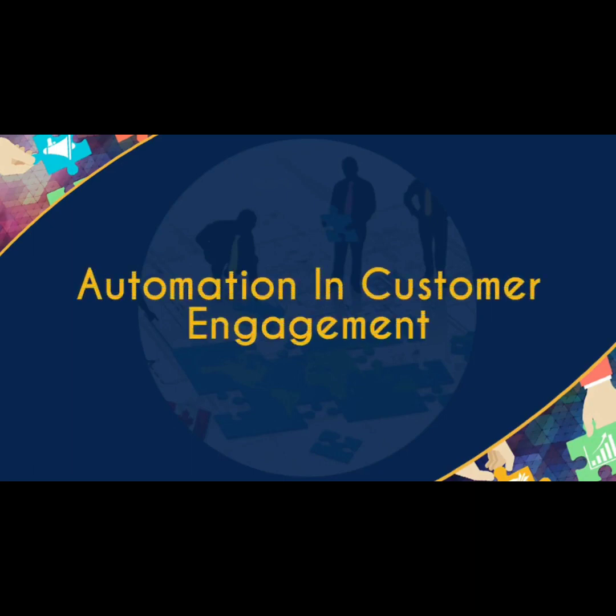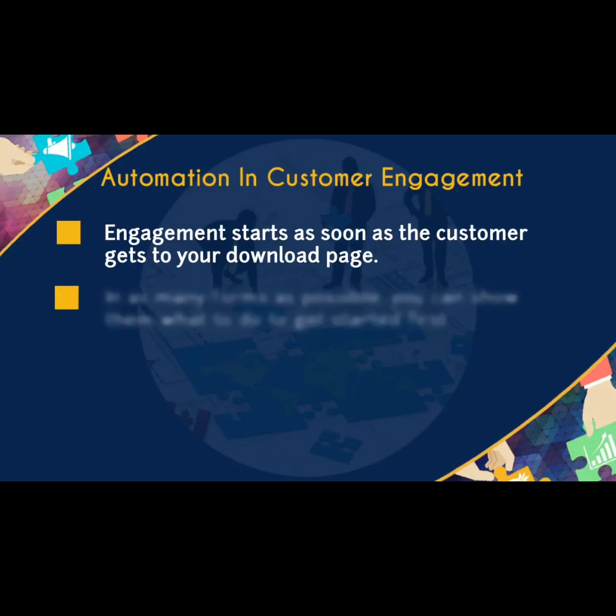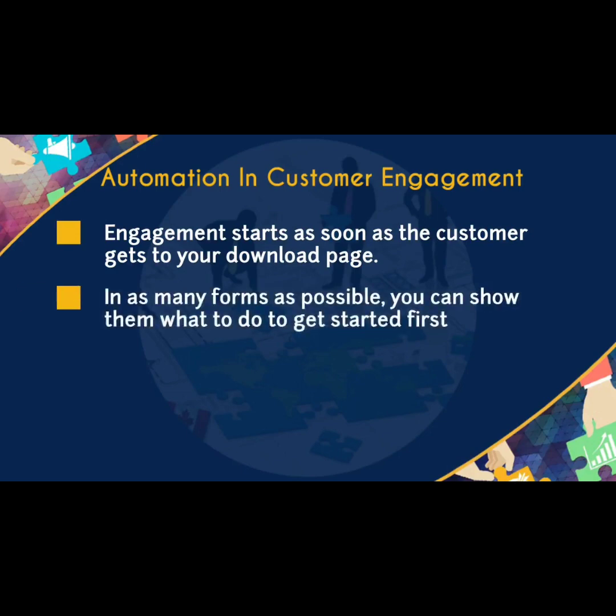Now, what about automation and customer engagement? How do you engage using automation? Engagement starts as soon as the customer gets to your download page. They've already made it to your download page. So in as many forms as possible, try to get them to get started first. Remember, the key to this is for them to consume what they purchased. Now, I'm not just talking about information products.